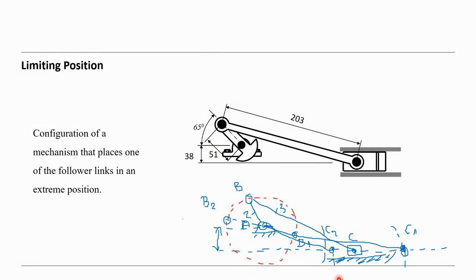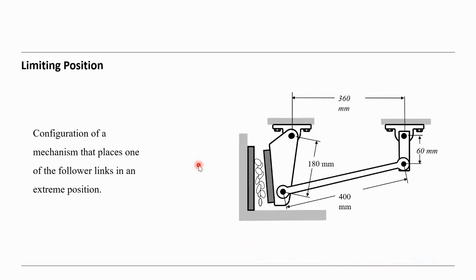Okay, so that's how we can define the limiting position of a mechanism, a 4-bar mechanism, of course. So we have a mechanism. You see, it's also a 4-bar mechanism used for different purposes. That means we have the crank here, the follower, and the coupler here, and the dimensions are given. So the configuration of a mechanism places one of the follower links in an extreme position.